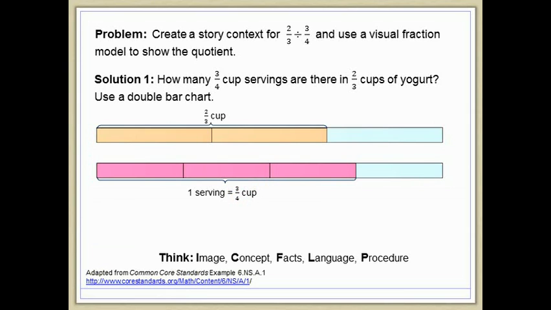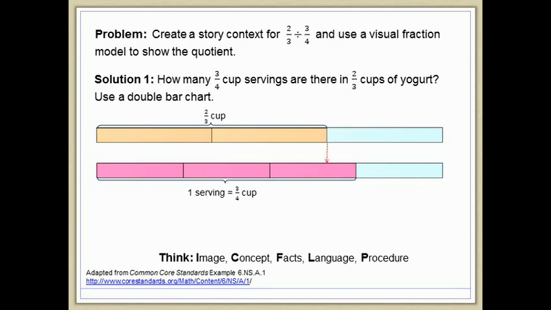So our problem is now, how many times does this pink shaded region fit into the tan shaded region? And you'll notice immediately that the answer is less than 1. You will not get a full serving, 3/4 cup, out of only 2/3 cups of yogurt because there's less yogurt than a full serving. So we're going to end up with a fraction of a serving as our result.